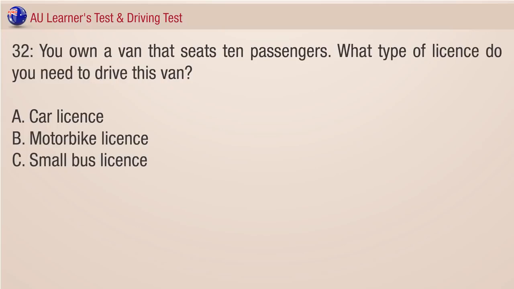Question 32. You own a van that seats 10 passengers. What type of license do you need to drive this van? A. Car license. B. Motorbike license. C. Small bus license.